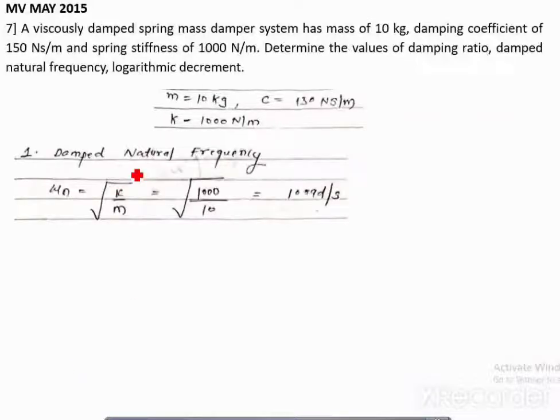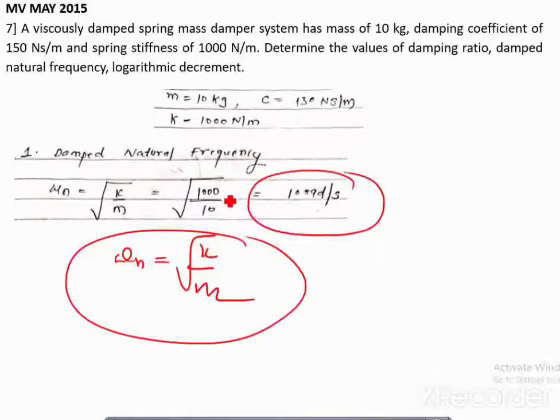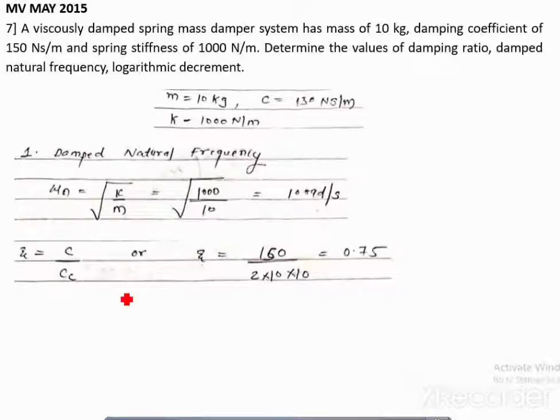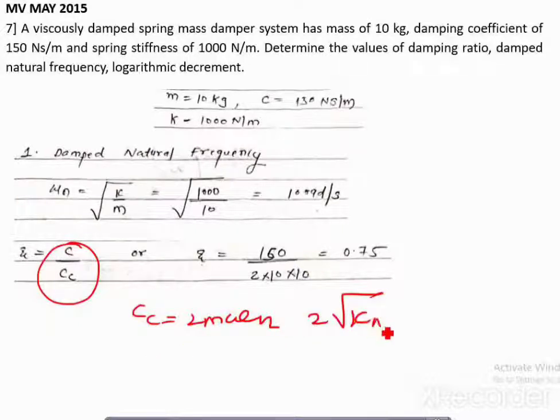What is the first step? The first step is to find the damped natural frequency. First of all, let us find the natural frequency omega n, square root of k upon m. So I am getting 10 radian per second, 1000 upon 10, where k is 1000 and mass is 10. Then you can find the zeta. Zeta is equal to c upon cc, where cc is 2 m omega n, or you can write it as 2 square root of k into m.